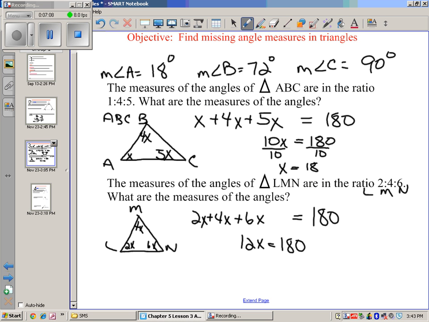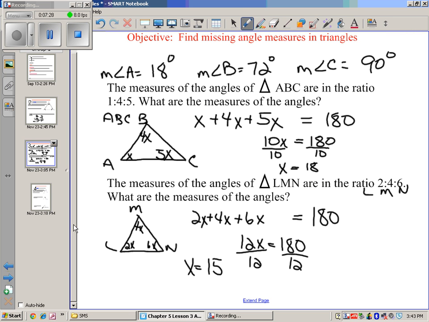Again, a number next to a variable, they're multiplying. In order to get the number away from the variable, you have to do the opposite, which is divide. So that will leave us x equals 15. So x is going to equal 15 degrees.